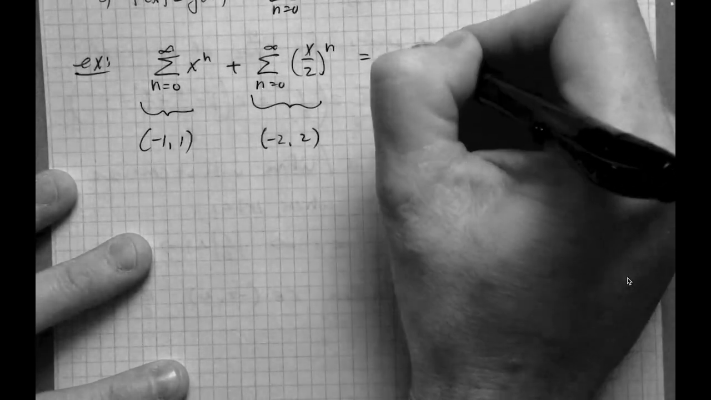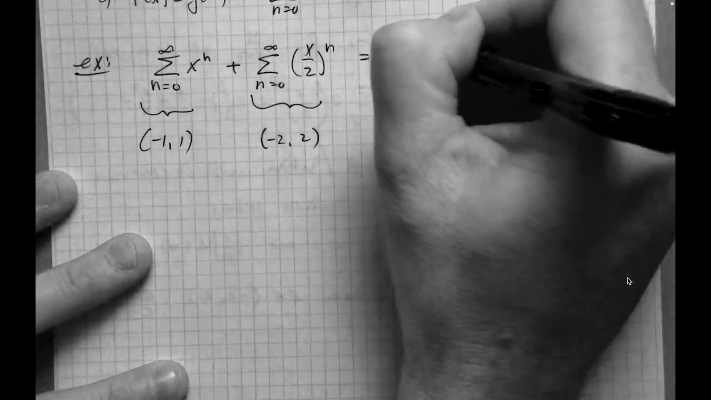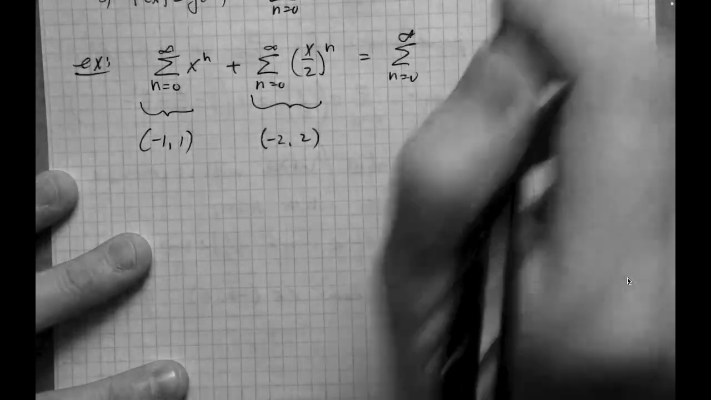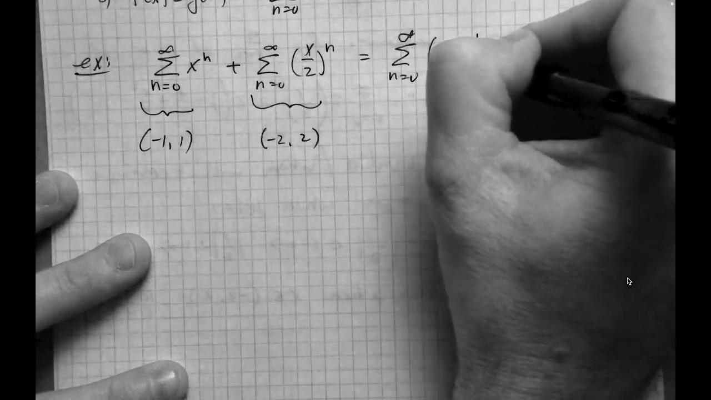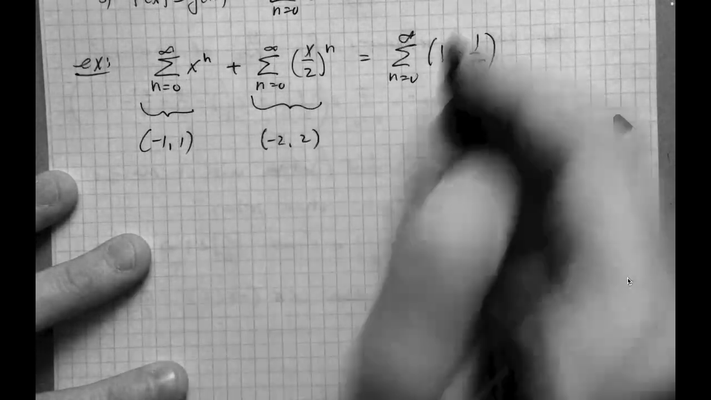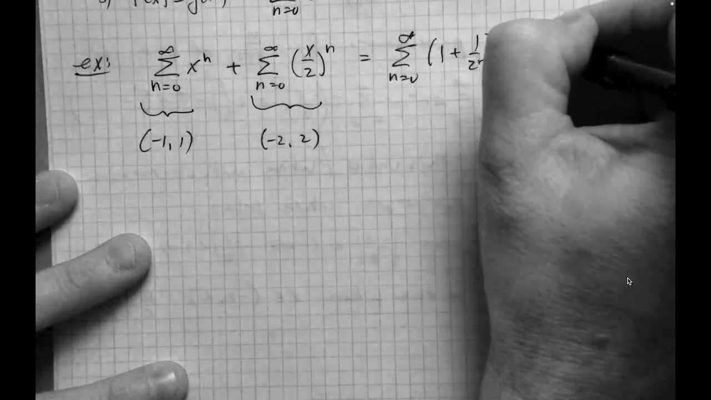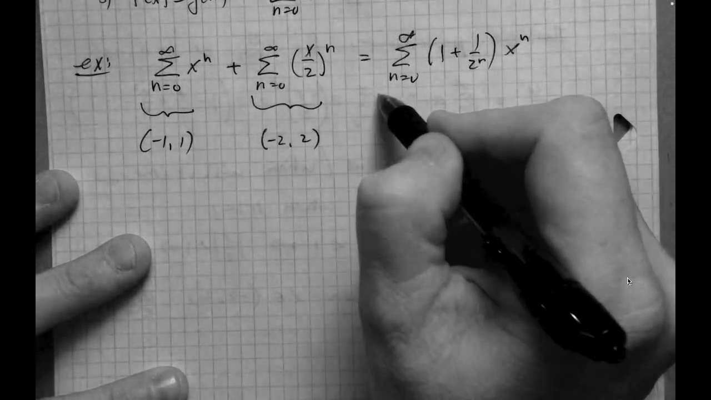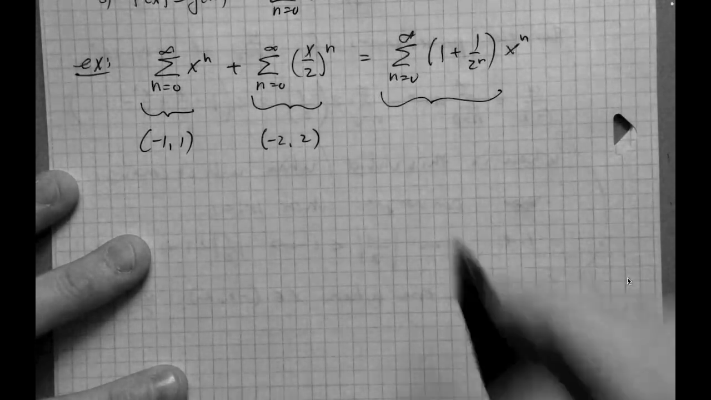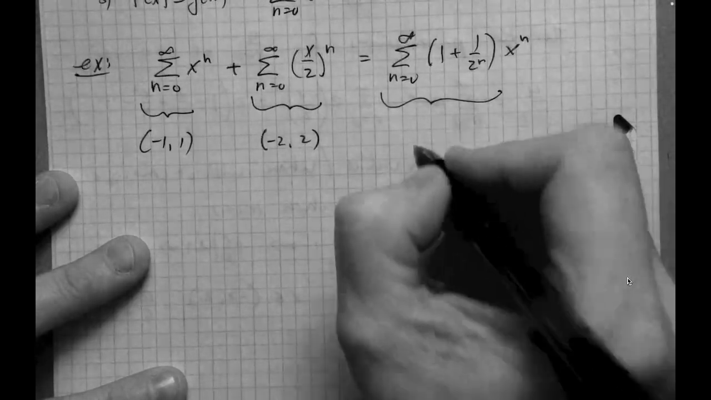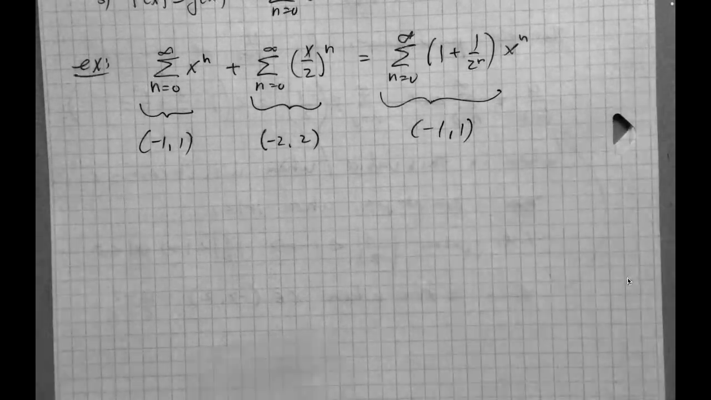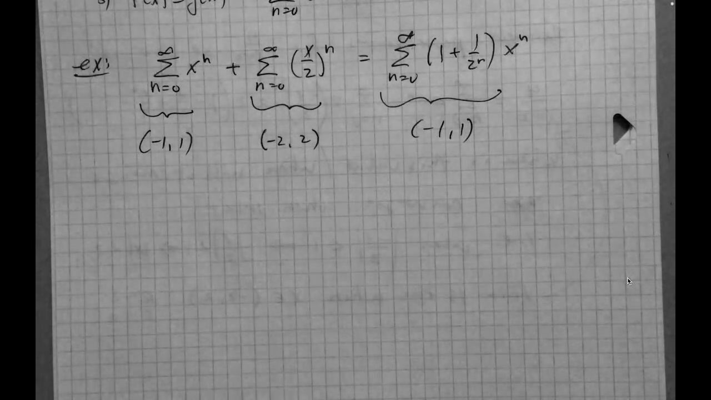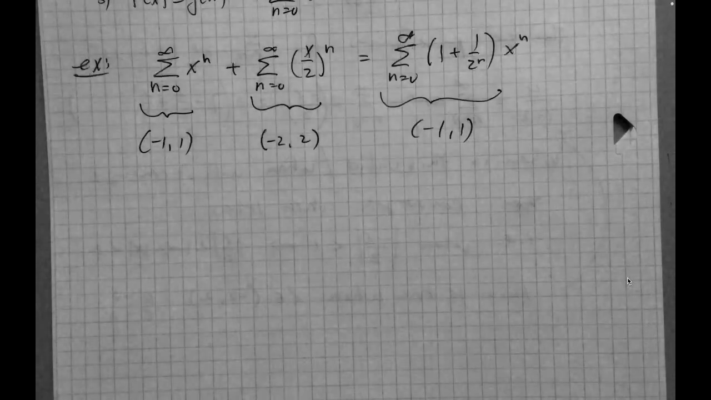That makes sense. But the theorem says that when I add these together, I can just add the terms. So this would be 1 plus 1 over 2 to the n, so the a n part, and then times x to the n power. And so it turns out that this has an interval of convergence of -1 up to 1.